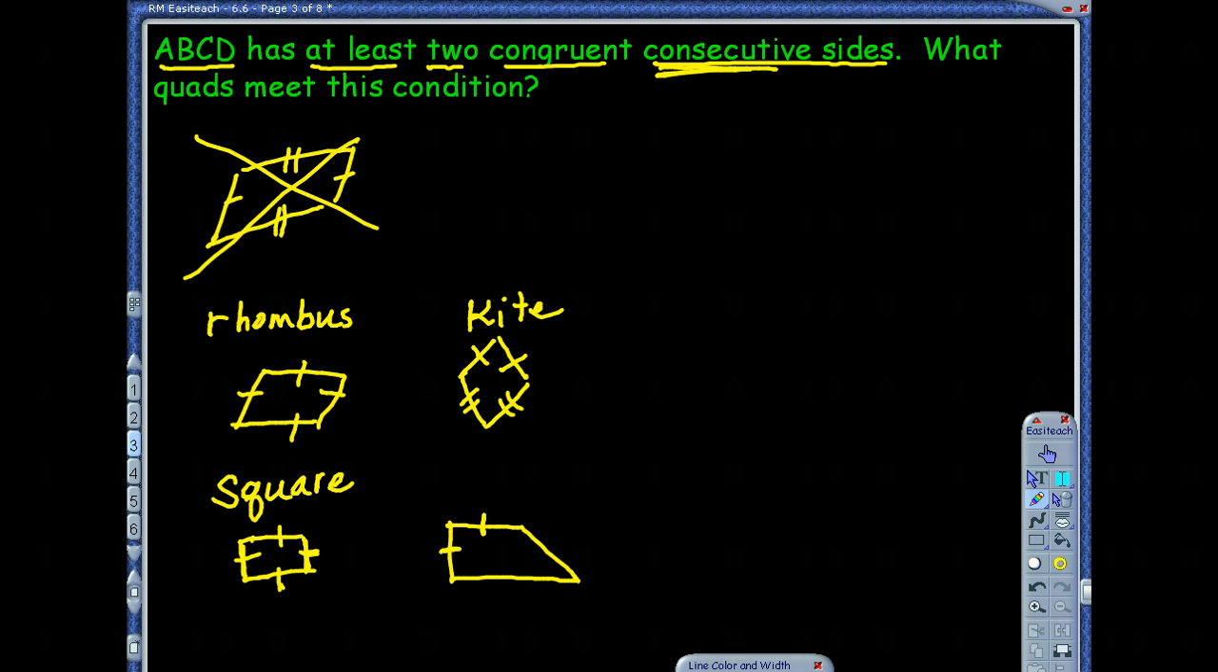But it could work. The thing is, it says what quads could meet this condition. Technically, you could say a trapezoid could work, all right? But like you said, it's not a property of it. Right. We're looking more for the properties, which these are the three here. So we would not want to put trapezoid here, because that's really not all trapezoids. Exactly. It only works for special kinds. Yep. Perfect.